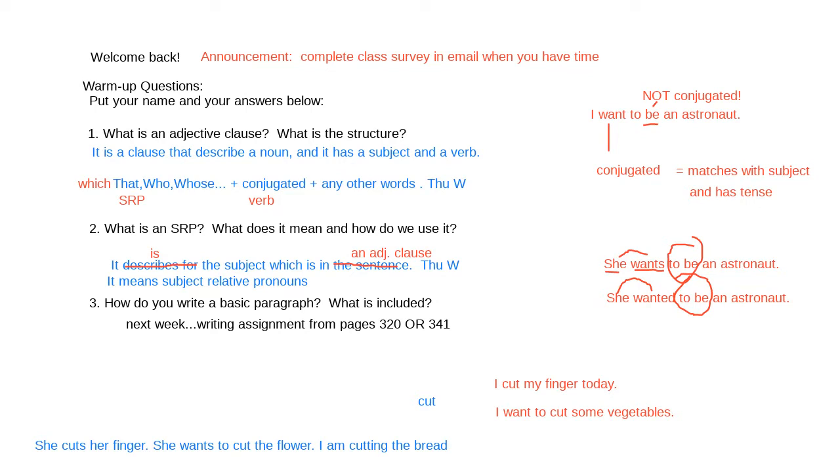And number 3, nobody answered anything on this one. Basically, what you need to remember for a paragraph is that you want to have a main idea sentence where you state your topic and what you are going to talk about, and you're going to have support sentences with examples and details, and then at the end you have a conclusion sentence. So next week you guys are going to do a little writing assignment for me, and I want you to have half a page written. So look at page 320.